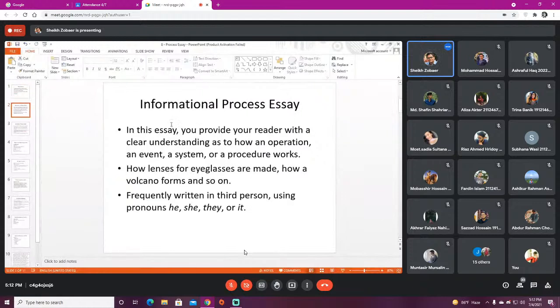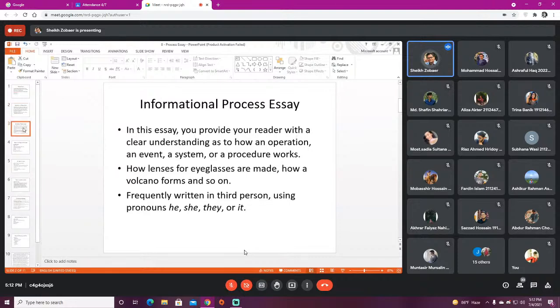Informational process essay. What do you do in an informational process essay? You give information about something. For example, how the solar system works, or how volcanoes are formed. These are examples of informative essays, because you give information about them.